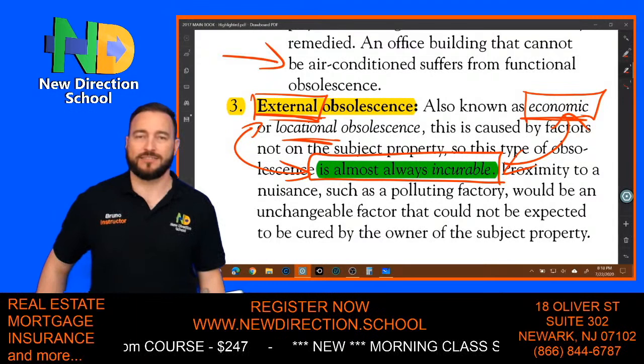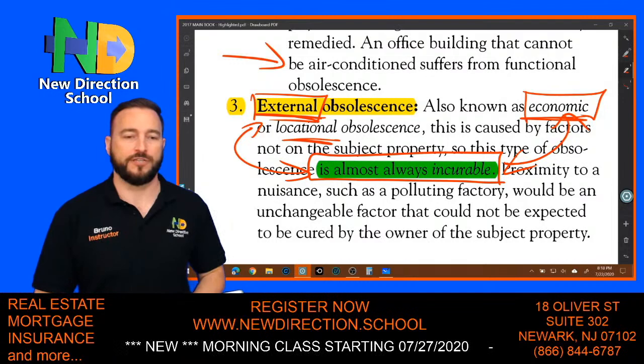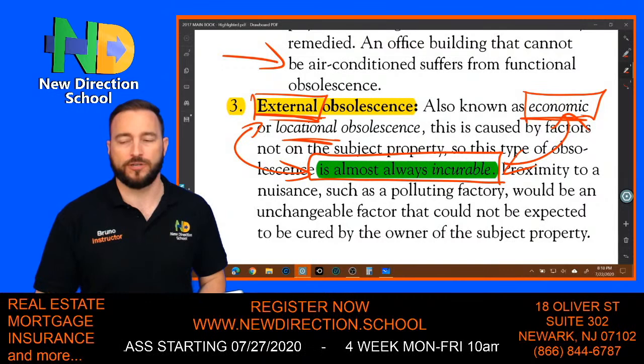So in the state exam, always look for something that's outside of your property. If they're asking you about external or economic obsolescence, those are the two words they use. Always look for something outside of your property. Like if you're next to a train station, or Gil just put a few here as well in the chat.